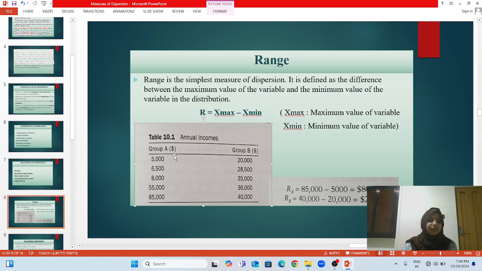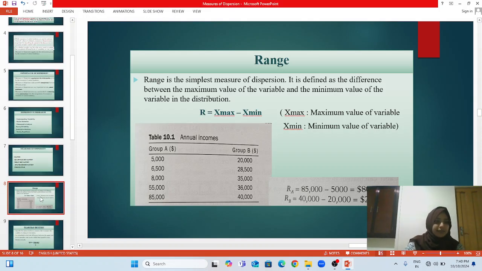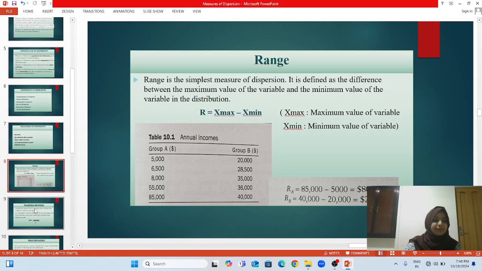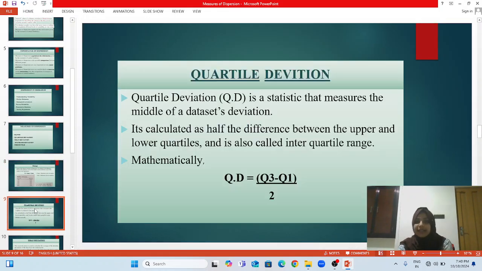Then let's go for the second measure of dispersion, that is quartile deviation. As we all know, quarter means 4. So in the quartile deviation, we are measuring the deviation of the middle set of the data. That means the entire data is divided into 4 quarters, that is Q1, Q2, Q3 and Q4.